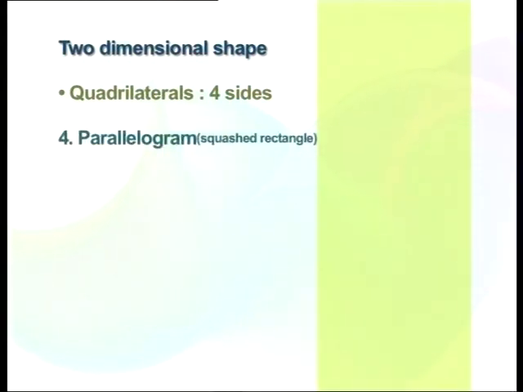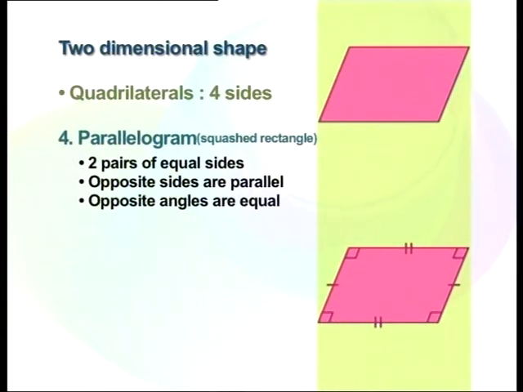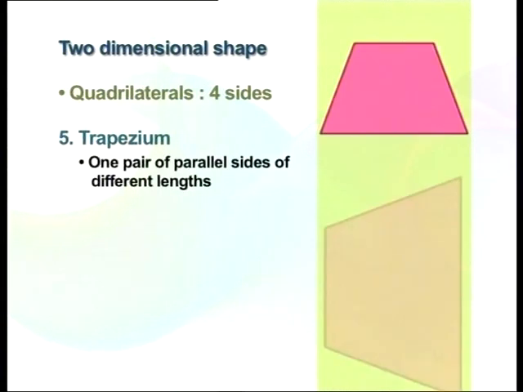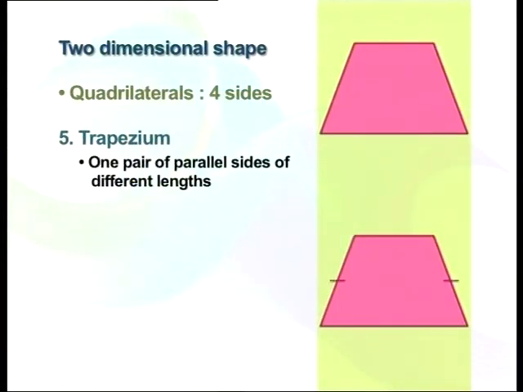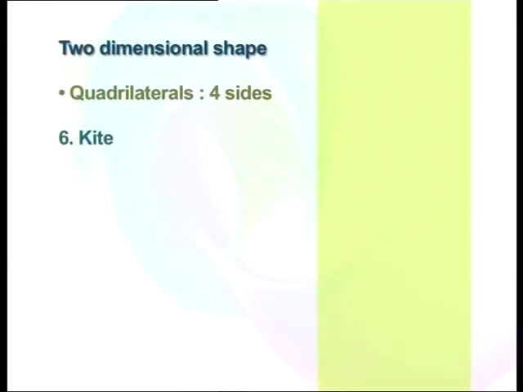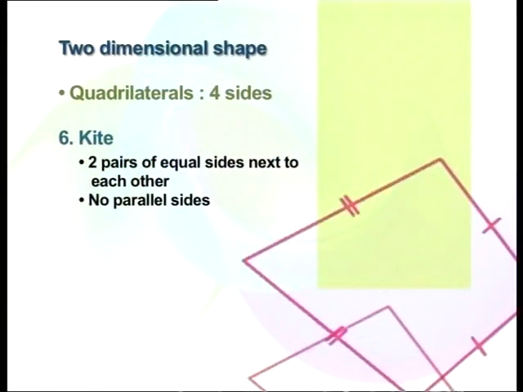Parallelogram, or squashed rectangle. This shape has 2 pairs of equal sides where opposite sides are parallel and opposite angles are equal. Trapezium. This shape contains one pair of parallel sides of different lengths. Kite. This shape has two pairs of equal sides next to each other and no parallel sides.